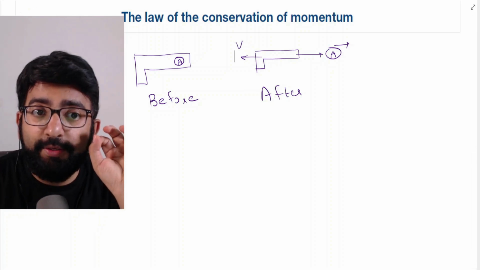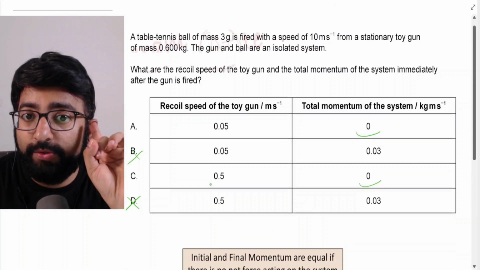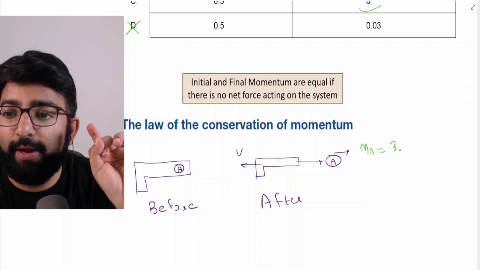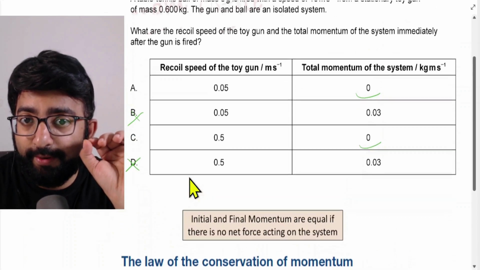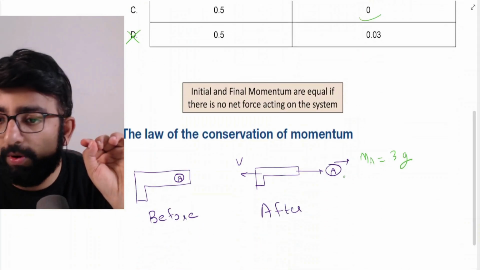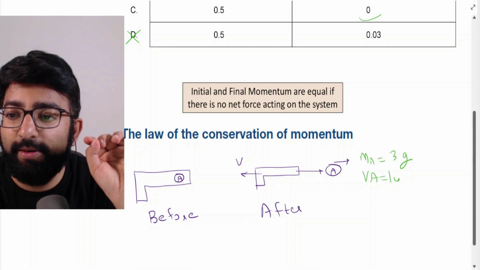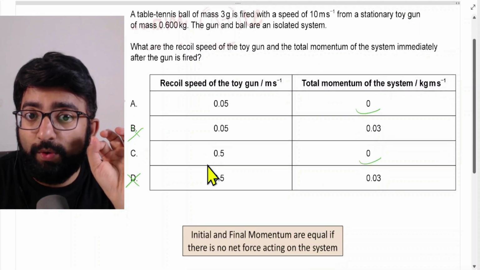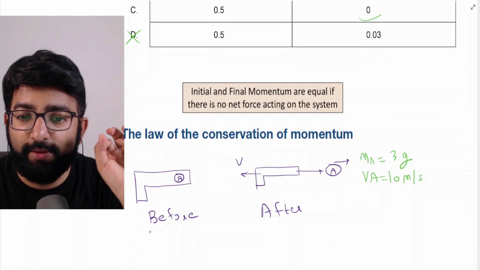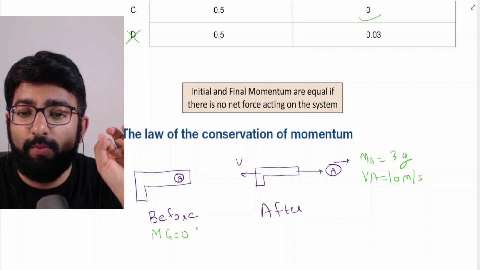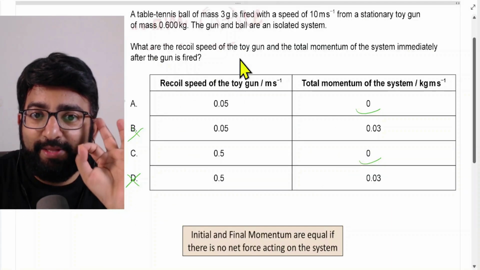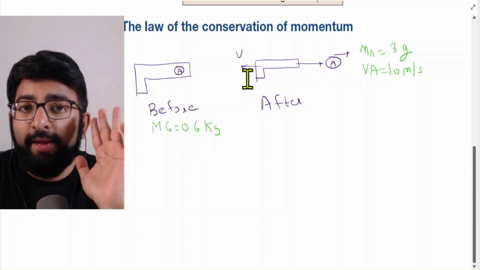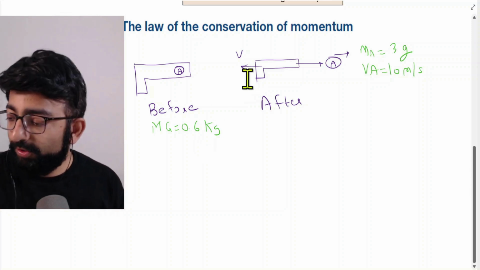Let's see what all information is given in the question. First, the mass of the ball is given. So let us write mass of A will be 3 grams, which we can convert into kilograms later. Then the speed of the ball is given. Speed of A is 10 meters per second. Toy gun initially was stationary. The mass of the toy gun was 0.6. So let us write down the mass of the gun is 0.6 kilograms. And that's it. Now we find the recoil speed of the toy gun. So let's say the recoil speed is v, and we will apply just the law of conservation of momentum.